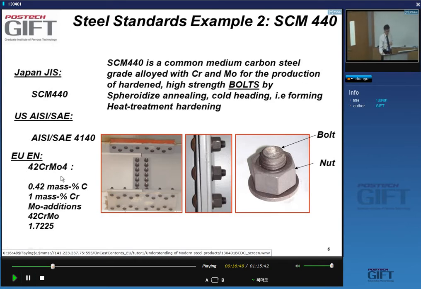Again, let's have a look at these names here. First of all, the European norm. Yes, the 42 stands for the carbon composition times 100. Right. So the actual carbon is 0.42 mass percent of carbon. That's very convenient in the name of a steel, to already get information about the carbon content and to see in the usual chemical formulas that it contains chrome and moly, right? The way it is here. You can see that it's also there in the Japanese industrial standards, but without the R for chromium and without the O of molybdenum. But you can recognize the similarities.